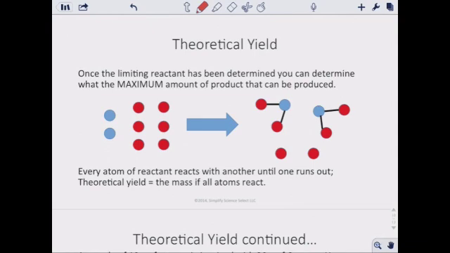It's calculated from the limiting reactant. So every atom of the reactant reacts with another until one runs out. The theoretical yield equals the mass of all atoms reacted. The limiting reactant is what is used up in the chemical reaction. We don't have any of it left once the chemical reaction has taken place.